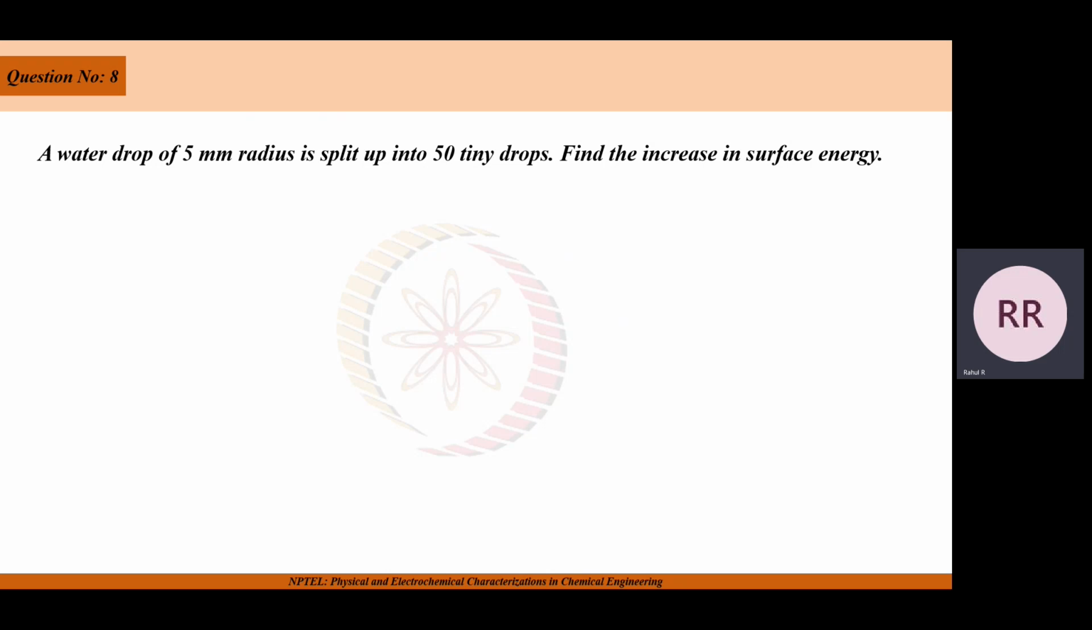The question is: a water drop of 5 millimeter radius is split into 50 tiny drops. Find the increase in the value of surface energy. So how much does the surface energy actually increase? There is a water drop and the size of the water drop is 5 millimeter. Now this 5 millimeter water droplet is split into 50 tiny drops. So now what is the increase in the surface energy? Let me give you a few seconds to think about the answer, then I'll give the answer.